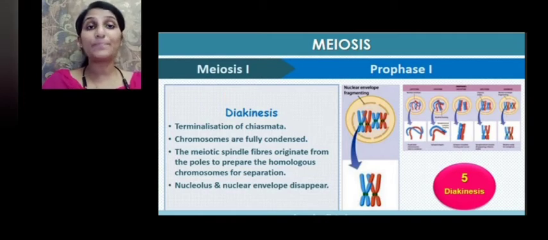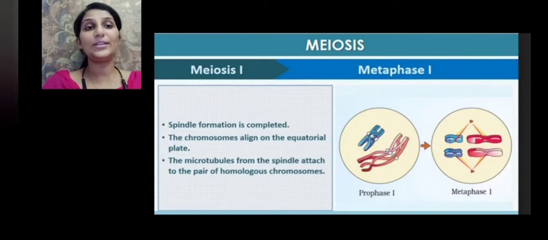And the meiotic spindle starts to originate from the poles. As I told you in mitosis, the centrosomes move towards the opposite poles, and from the centrosomes the spindle fibers start to appear, and the nucleus and nuclear membrane start to disappear, and thus all the chromosomes remain scattered in the cytoplasm. So spindle formation is completed. You can see the spindle formation is completed, which is originating from the poles, and the chromosomes in the metaphase 1.